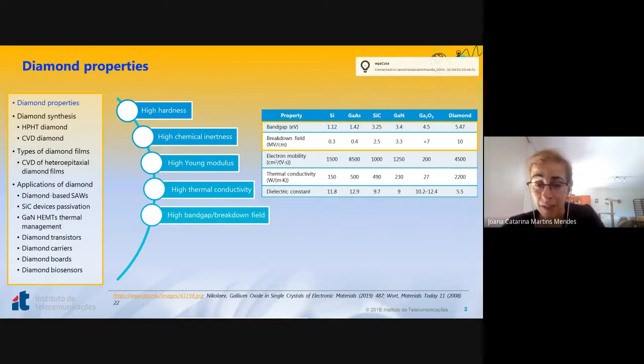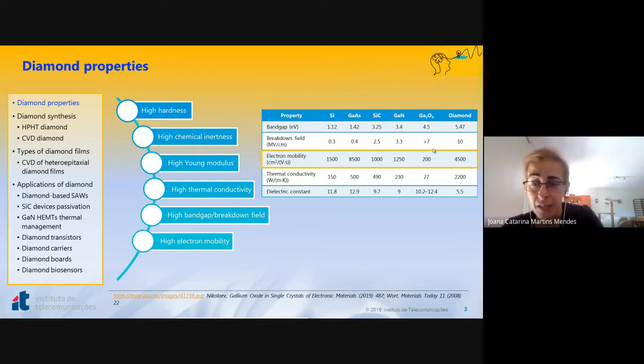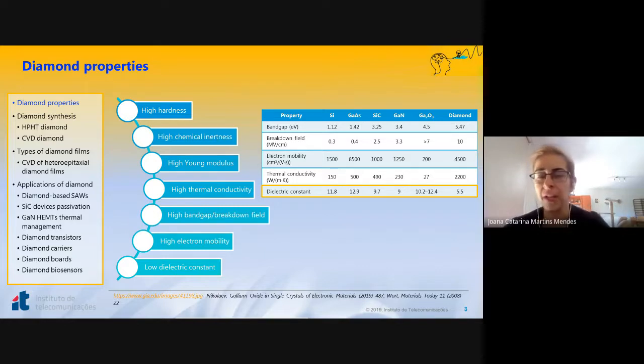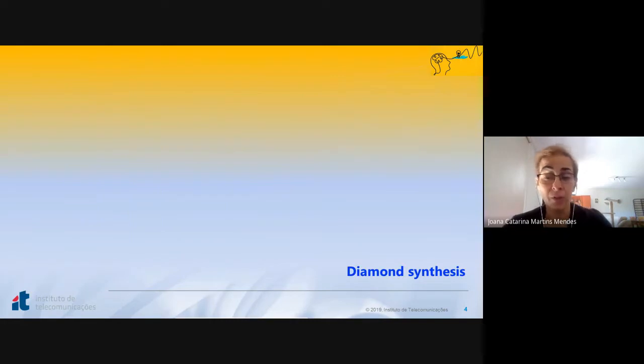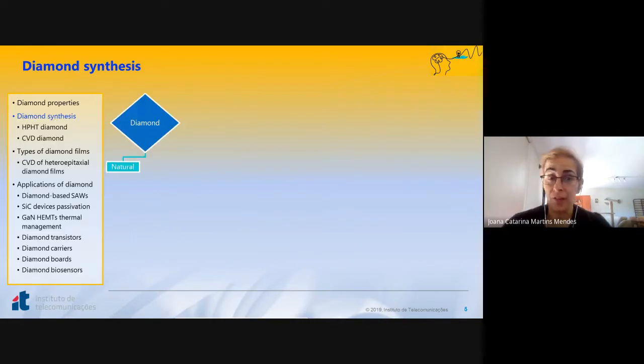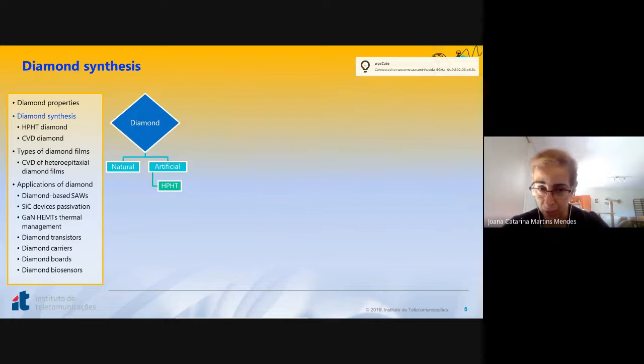It has a high band gap and breakdown field, so you can see here in comparison with other wide band gap materials that diamond excels them. It has a high electron mobility, and last but not least, it has a low dielectric constant. So all these properties altogether make diamond a very interesting material for many engineering applications. But now, how can we fabricate diamond? You have natural diamond and you have artificial diamond. And you can fabricate artificial diamond by high pressure, high temperature method or by chemical vapor deposition.